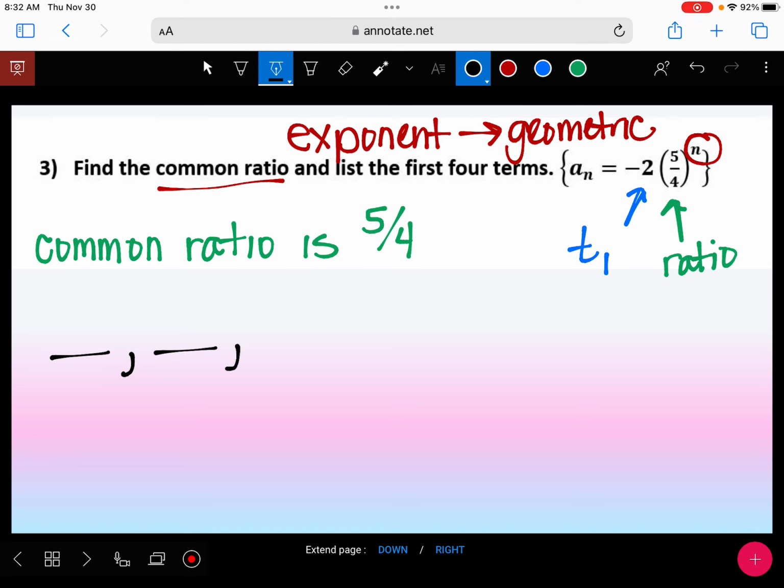So I know my first number is -2. Go ahead and multiply that by 5/4 to get your next 3 terms. You can write your next 3 terms as fractions or decimals. I think most of you will probably write it as a decimal, so I'm going to write it both ways.